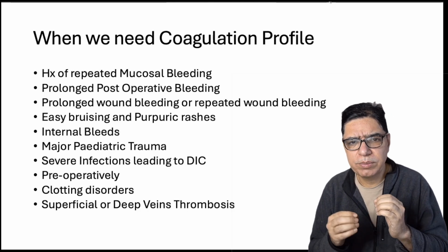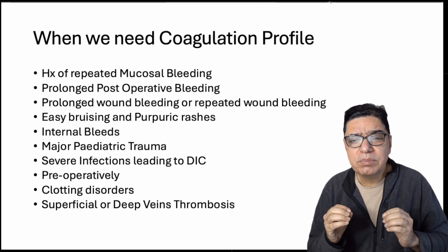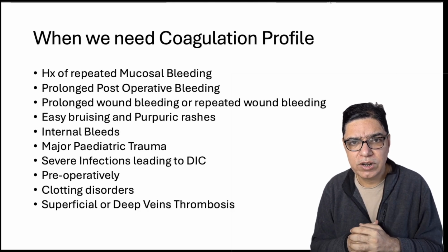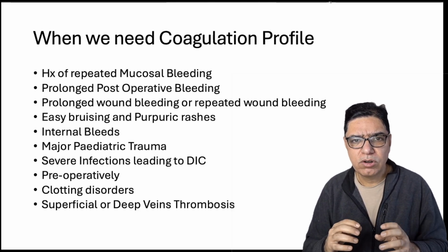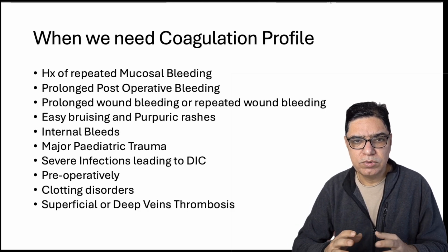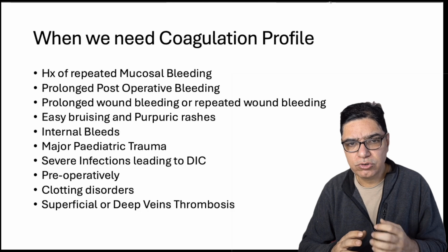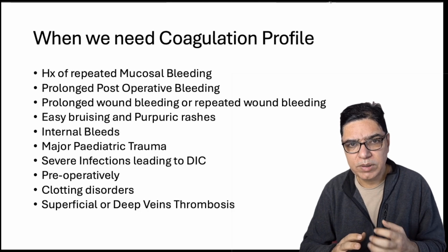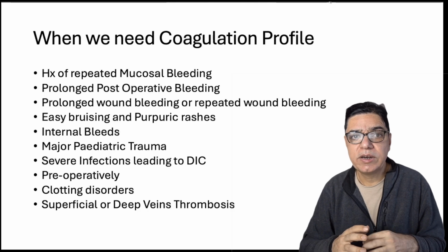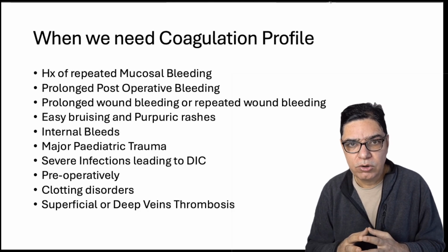If somebody has prolonged post-operative bleeding, that's another indication for ordering a coagulation profile. If somebody has prolonged or repeated wound bleeding, so if somebody has a wound and that should stop in some time, but it is not stopping bleeding, or if it stops and then starts recurring, then that would be another indication to look at the coagulation profile.